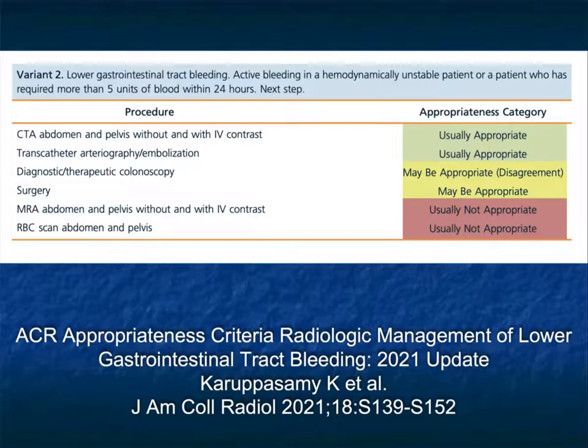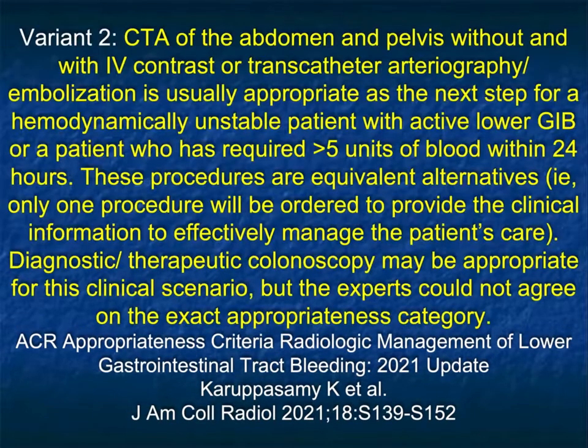But again, as I mentioned, in our scenario, the CTA always comes first, and only in the face of a positive CTA will the patient go to classic angiography. Variant 2, CTA of the abdomen and pelvis without and with IV contrast is usually appropriate as the next step for patients with active GI bleeding. One of the things this variant talks about is that colonoscopy can be appropriate occasionally, but most people will not go to colonoscopy. And as I mentioned earlier, many people now feel that what you should do is go from CTA to colonoscopy.